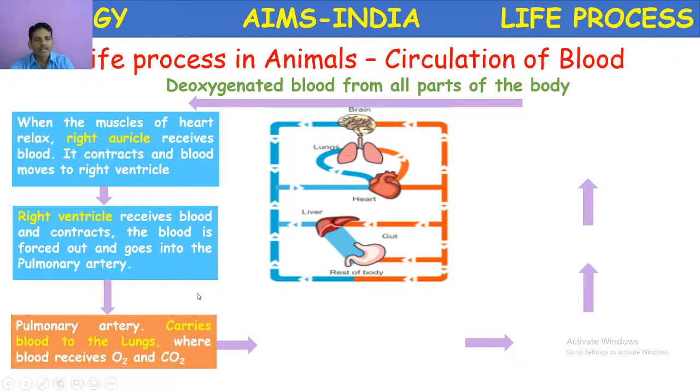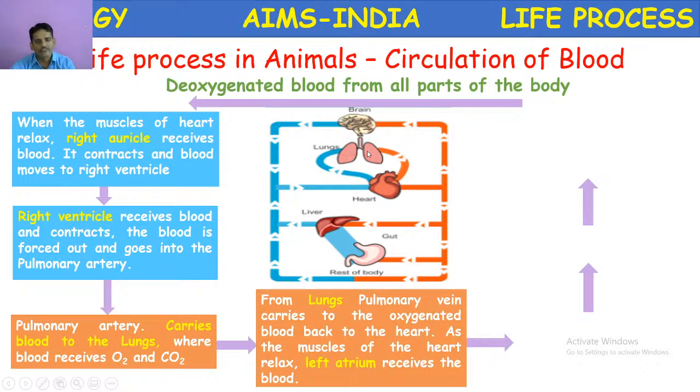Next, in the lungs, the oxygenation of blood takes place. The pulmonary artery, from the right ventricle, carries the deoxygenated blood. After the oxygenation in the lungs, the pulmonary vein carries the oxygenated blood from the lungs to the left auricle.